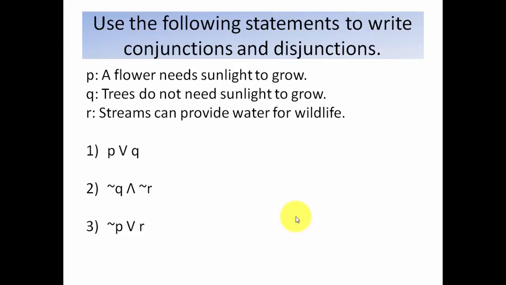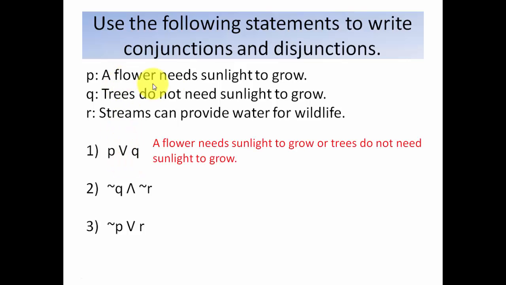Use the following statements to write conjunctions and disjunctions. You should pause the video and try these three on your own first. Alright, so the first one, P or Q. So we're going to put the word or between the two statements. That's going to say, a flower needs sunlight to grow, or trees do not need sunlight to grow.